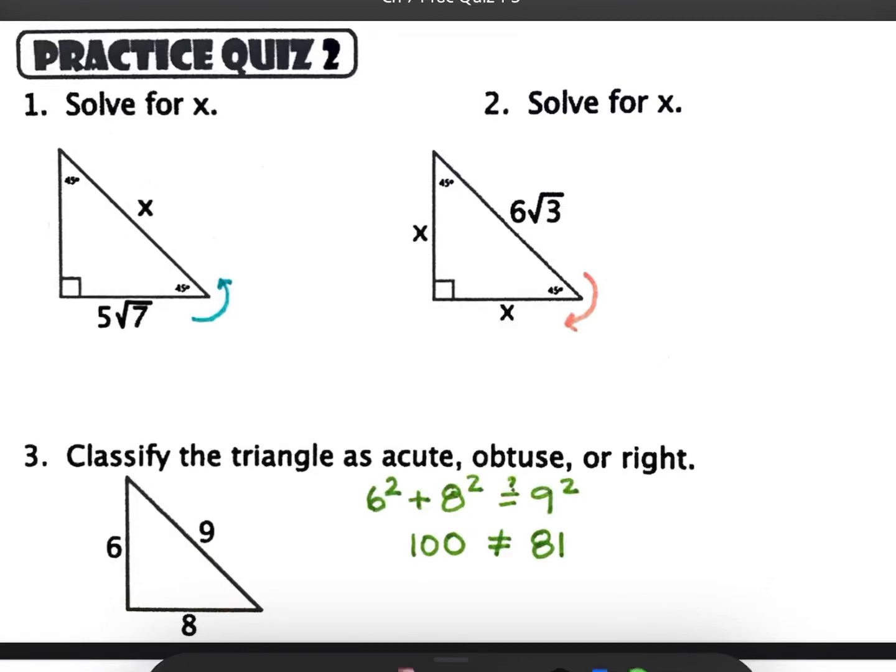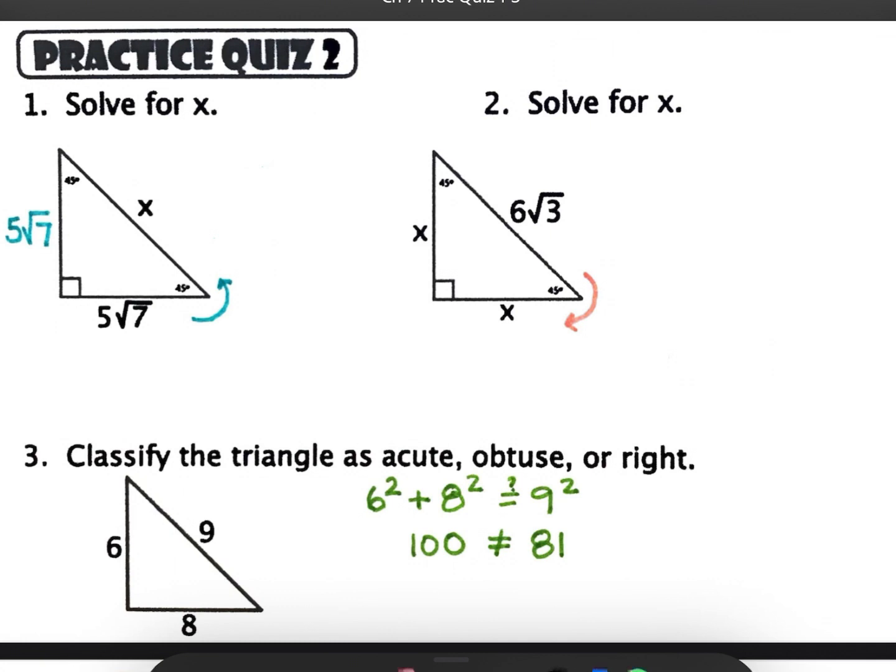Practice quiz 2. These first two were both 45-45-90 triangles. And so first of all, we know that the two legs are congruent. So both of these were this kind of strange 5 square root of 7. What do we do to find that longer hypotenuse side?